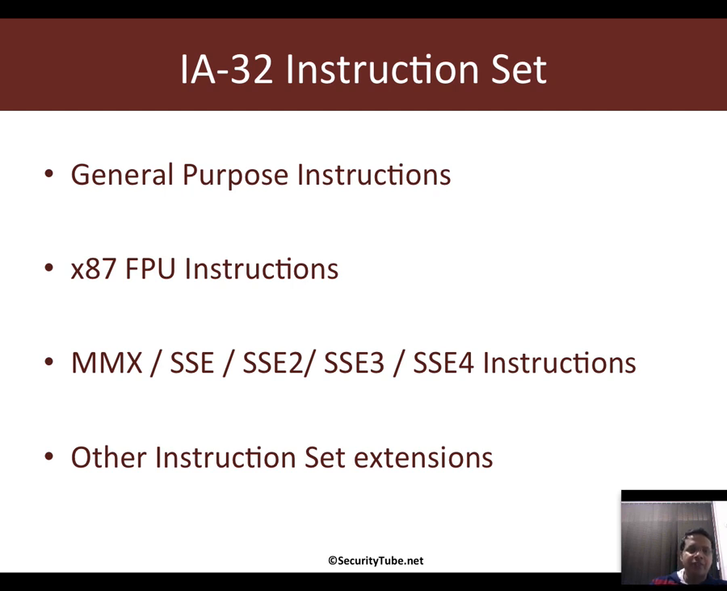So you first have the general purpose instruction set, which typically uses the general purpose registers and the E flags. Then you have the x87 FPU instruction set, which is anything you want to do with floating point numbers. After that, you have the extensions, which include MMX, SSE, SSE2, SSE3, SSE4, and anything Intel decides to come out with later as an extension.